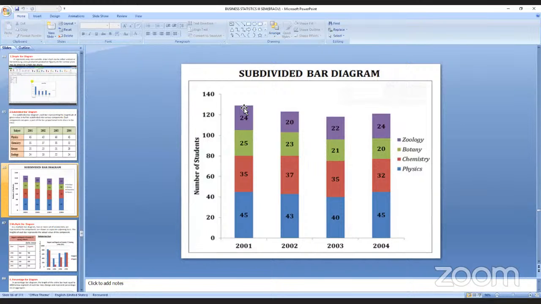It's clear? Yes, ma'am. When we give each category a color, here also you must show what it is. Purple is what, botany is what, chemistry is what, and physics how much. Yes, understood? Take the screenshot. Over, ma'am.